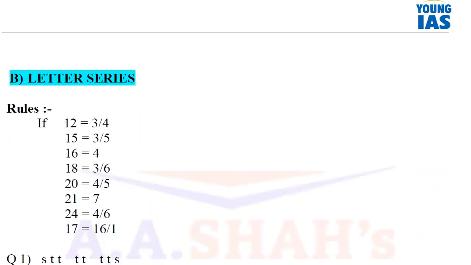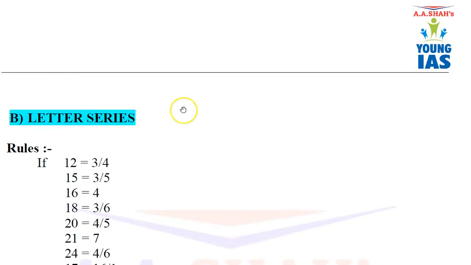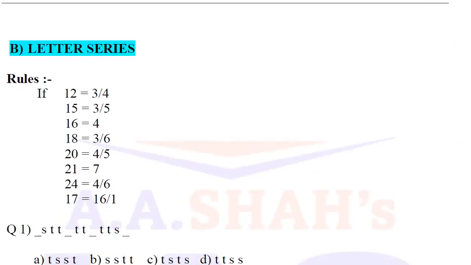Now we'll start with the letter series here. Before starting with the letter series, there are a few rules which you have to keep in your mind. So just observe this here. If there are 12 terms, then you have to divide this into 3 or 4. If there are 15, then divide it into 3 or 5. If 16, then 4. If 18, then 3 or 6. If 20, then 4 or 5. If 21, then 7. If 24, then 4 or 6. And if 17, then 16 or 1. Now we'll see how this rule is being applied here.